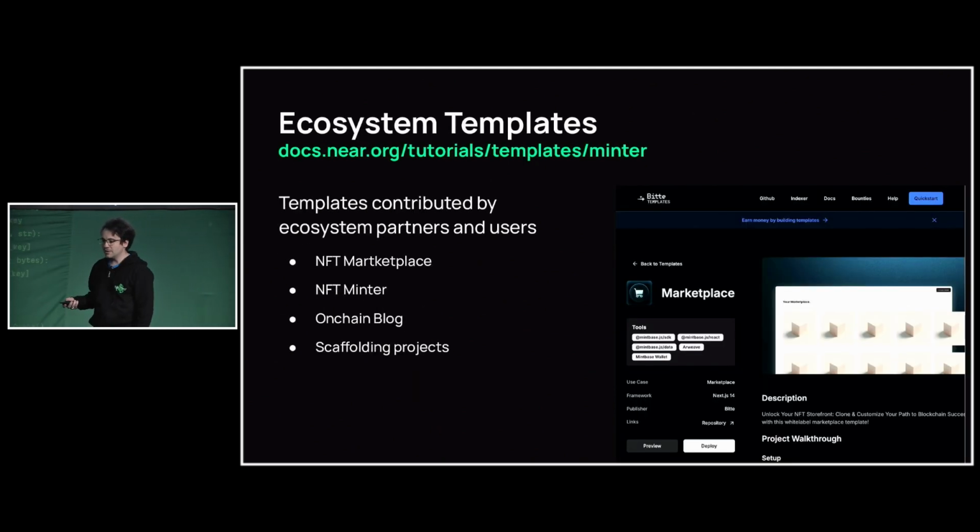But for those that are searching for more production ready, we actually have templates that were contributed by the ecosystem. Huge shout out to Bite, which is one of the main drivers behind this. We have these templates that, if you want to spin up an NFT marketplace, we have a template for that. An NFT minter, we have a template for that. On-chain blog, scaffolding projects made by BuildDAO, we have that. So I would say try to never start a project from scratch. First go and check if we have the template for it, because chances are that we actually do have it.